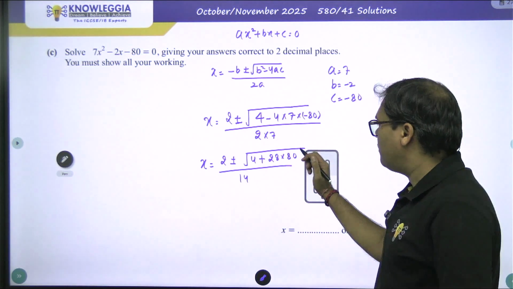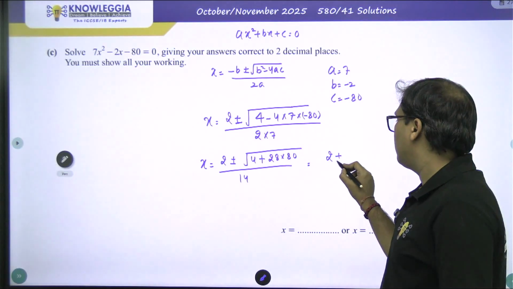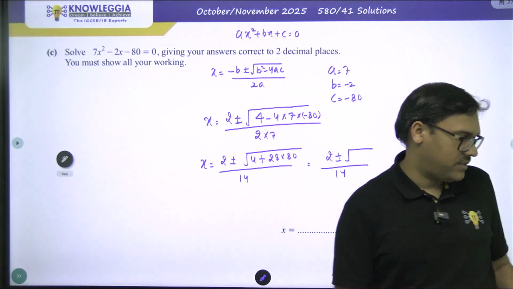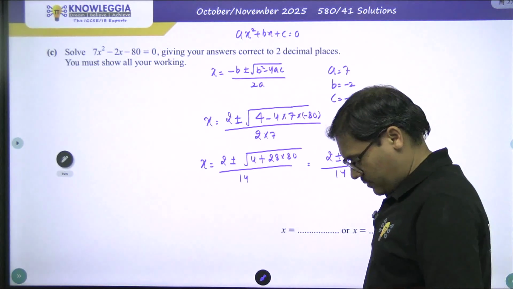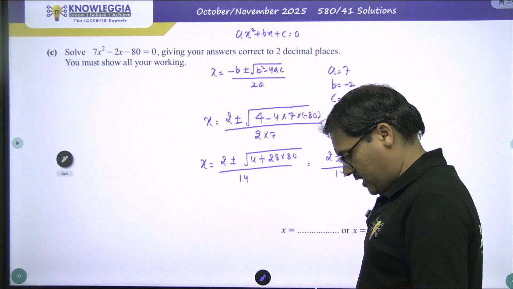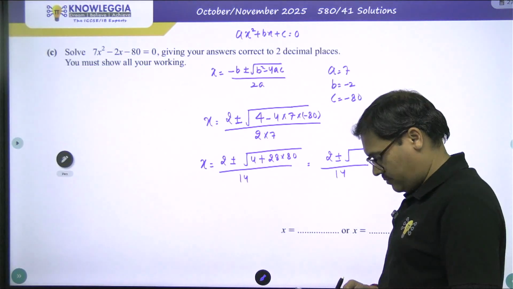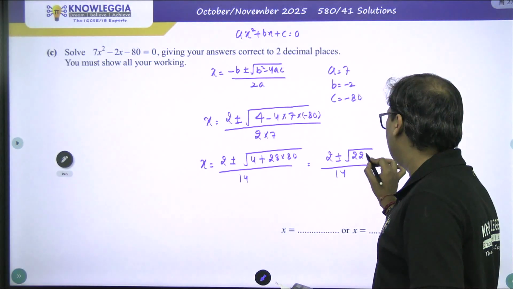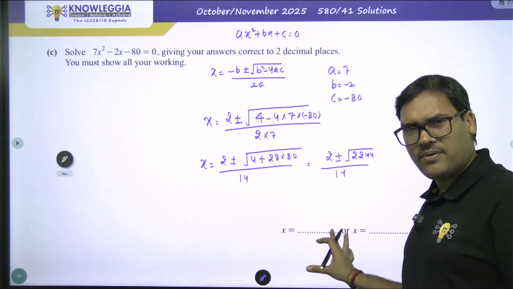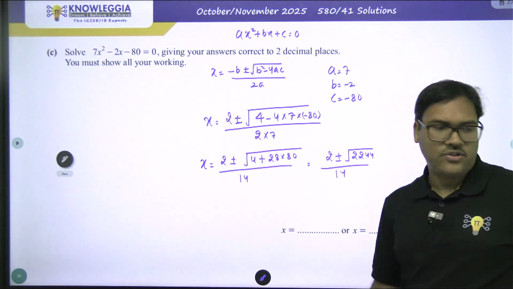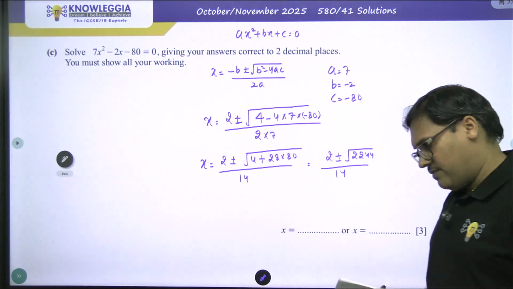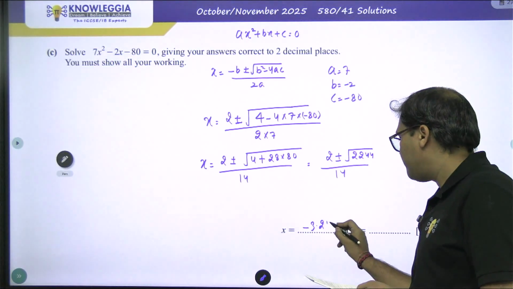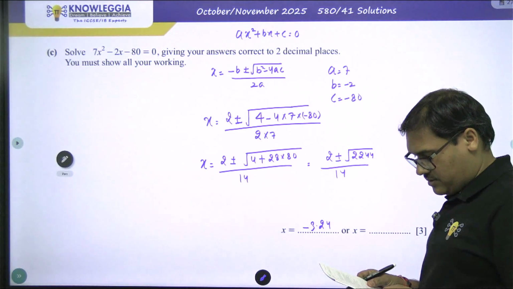Right. So now what is this? You can see this is 2 plus minus root of, upon 14. What is this? Let's check the calculator. 28 multiplied with 80, plus 4, is 2244. Now you just use the calculator, plug in the values. You will find the values of x will be minus 3.24, and this is 3.53.